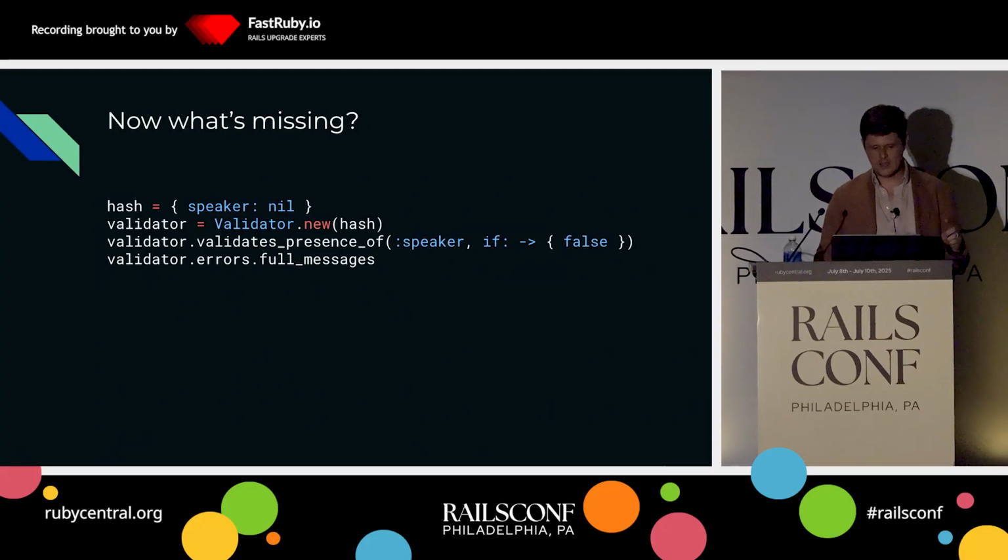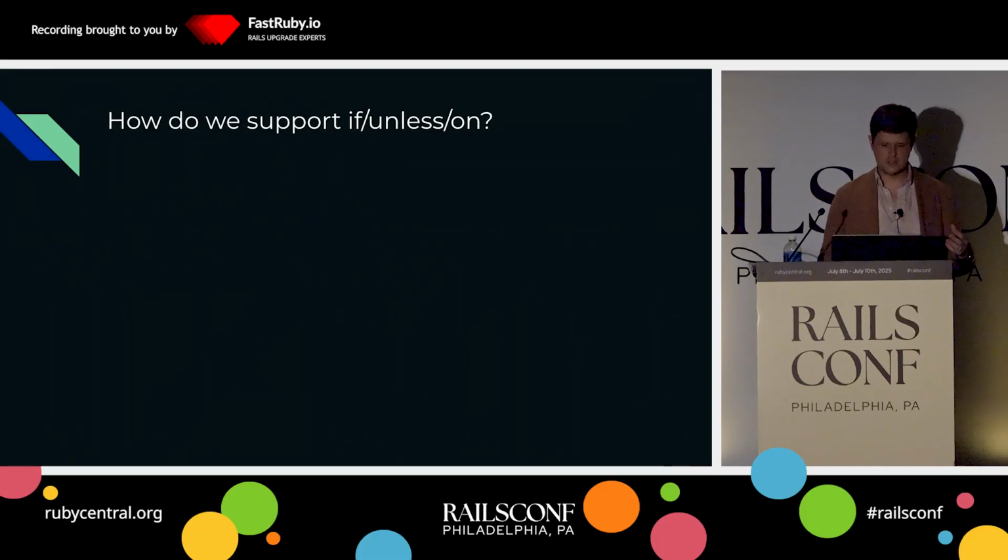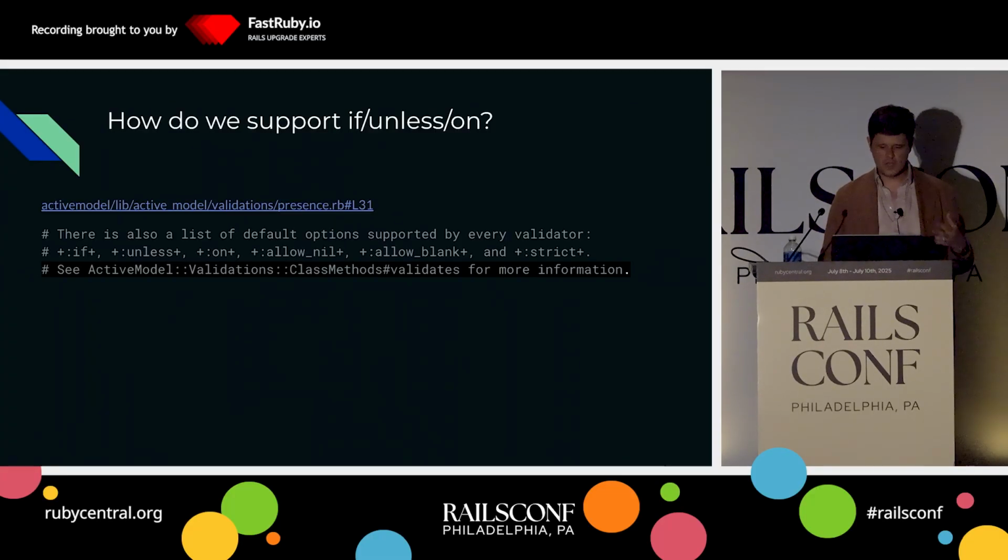But we have one more thing left before I'm going to call our proof of concept done, and that is supporting if and unless. So here we're saying it validates the presence of speaker if false, so it's basically saying never run this, but we still get the error speaker can't be blank. So now to fix this, again, we go back to our presence validator. This is kind of where we start whenever we're debugging this kind of stuff. I mentioned there was a bunch of comments that I wasn't showing on that first slide. So if we go back, we actually see in the comments, it tells us directly where to go.